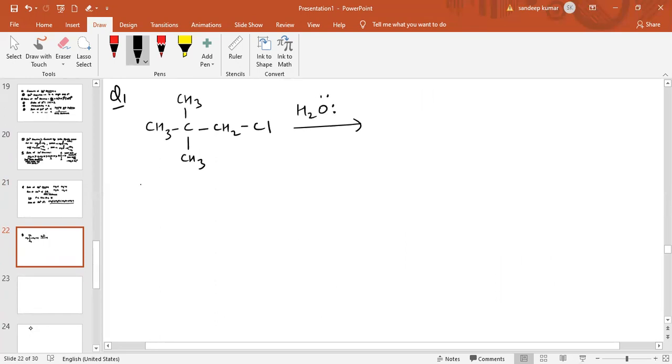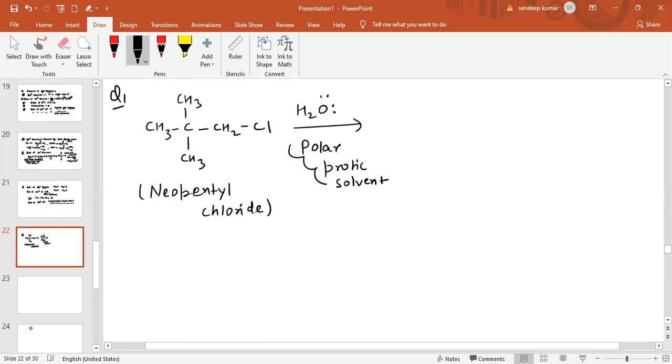So this compound is basically neopentyl chloride. We know H2O is a polar protic solvent, and polar protic solvent favors SN1. So this reaction will take place through the SN1 mechanism.